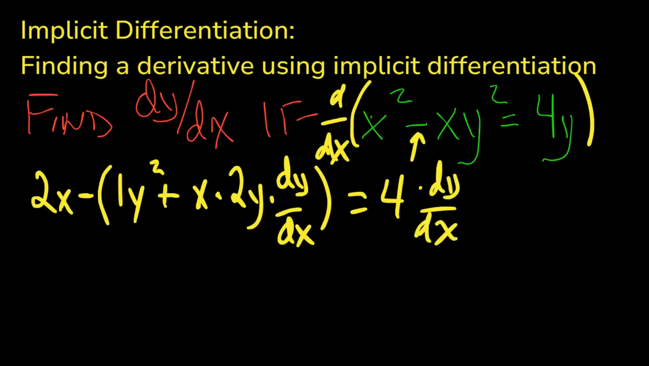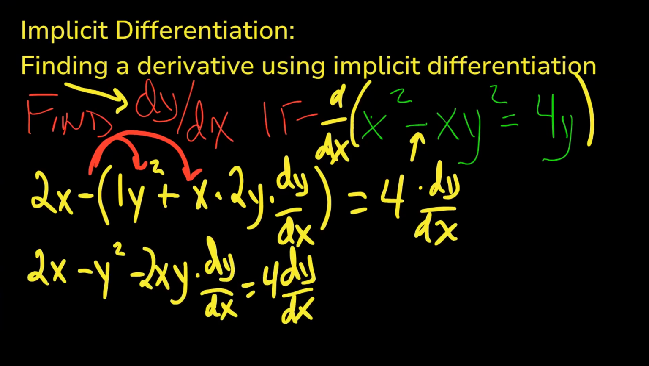Now at this step, notice a couple things. Number one, you have multiple terms with dy dx, and they're on both sides of the equation here. The problem said to find dy dx. So what we do is we collect our terms with dy dx on one side, and the terms without dy dx on the other, and then we solve for dy dx. The first thing we want to do, distribute this negative. So you have 2x minus y squared.